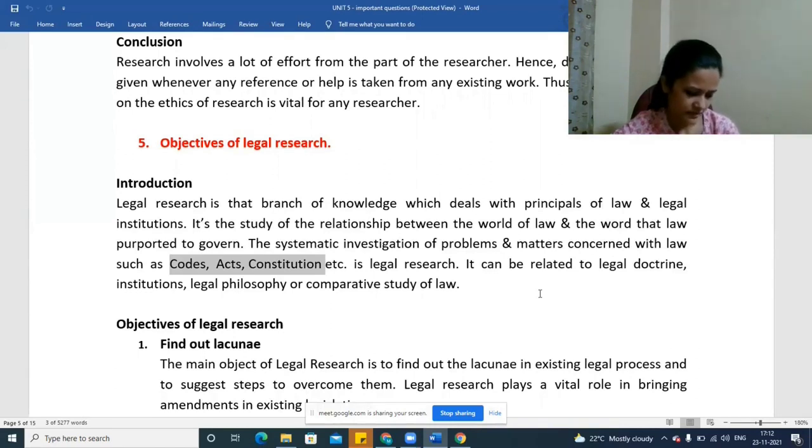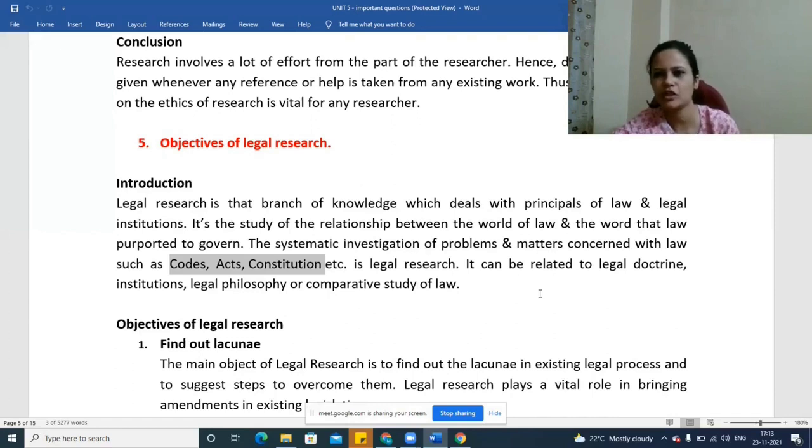Acts are the same as statutes, right? Acts mean the same as statutes. And codes are like the criminal code or CPC, CrPC, those are the codes. And the constitution is the primary material, the supreme of all the laws. Yes. So the constitution is the supreme of all the laws. After that, we have different legislations, acts, statutes, all that we have.